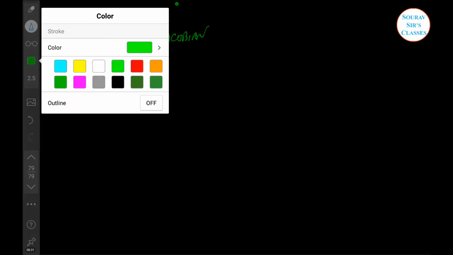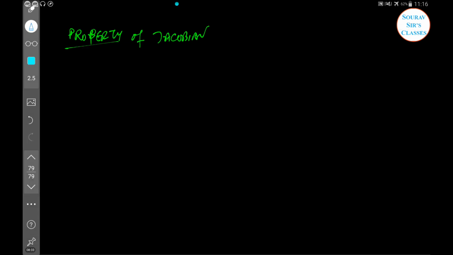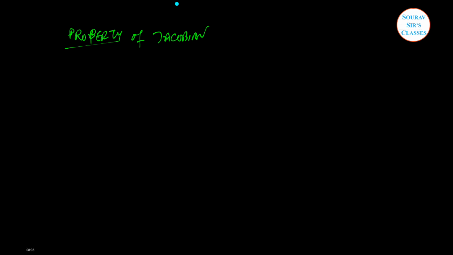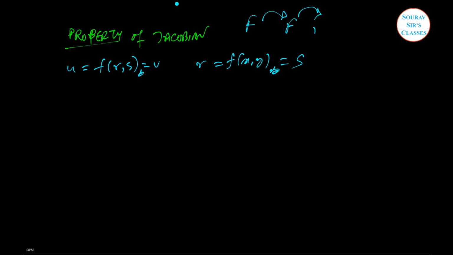Use a different color for this. So that is, if u, v are functions of r and s, u is a function of r, s, v is a function of r, s, and r is a function of x comma y, and s is also a function of this. So the function of a function, function of a function of a function.